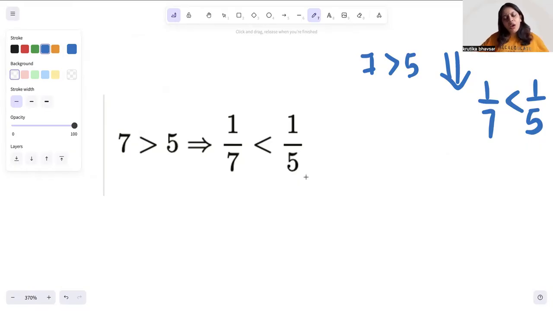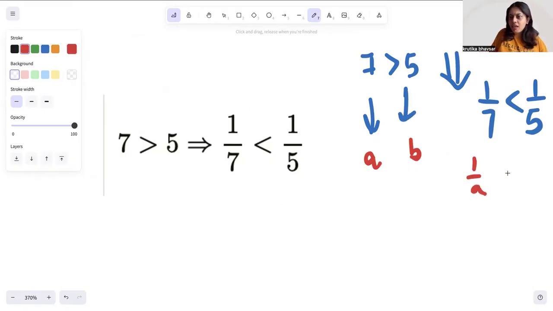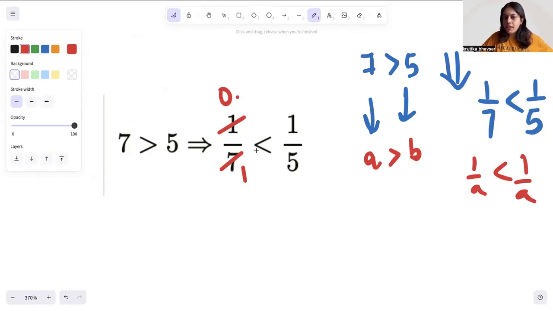Let's exchange 7 by A and let's exchange 5 by B. So what do we have in that case? We have 1 over A is less than 1 over B, when A is greater than B. Is that true? What do you think? Let's try it for the number that is given right here in front of you. What is 1 over 7 if you divide it? 7 ones are 7. 7 zeros are point. Now you have here 10. 7 ones are 7.